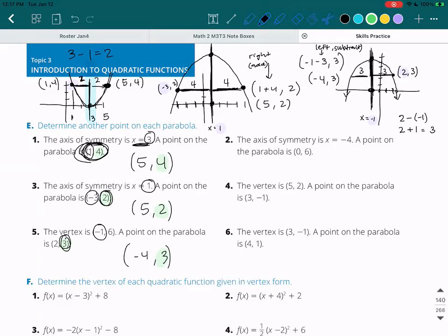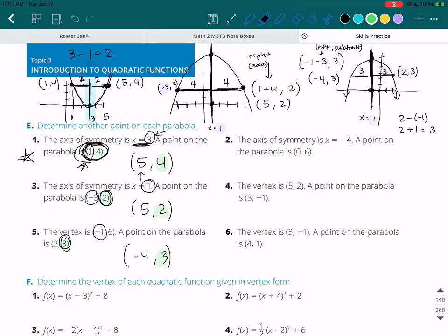So we can just subtract the vertex from the x value of the point. Yeah, that's exactly what we're doing. We're subtracting the two x values. So in number 1, you subtract 3 minus 1, and that gives you 2. And then you know that that's 2 to the left. So to get 2 to the right, you do 3 plus 2 to get 5 on the right side.